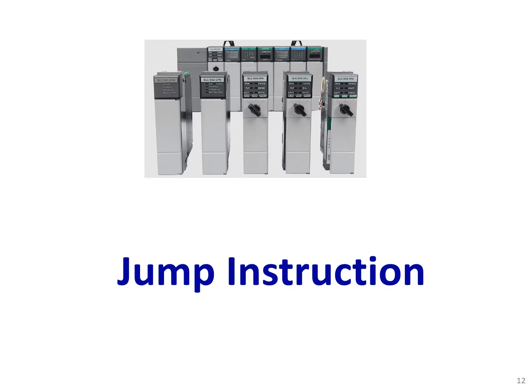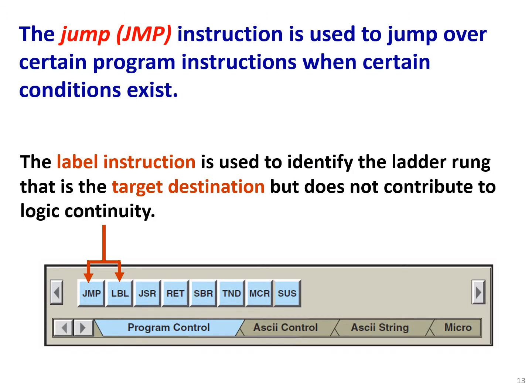Jump instruction. The jump instruction is used to jump over certain program instructions when certain conditions exist. The label instruction is used to identify the ladder rung that is the target destination, but it does not contribute to logic continuity. So we have a jump to the label.